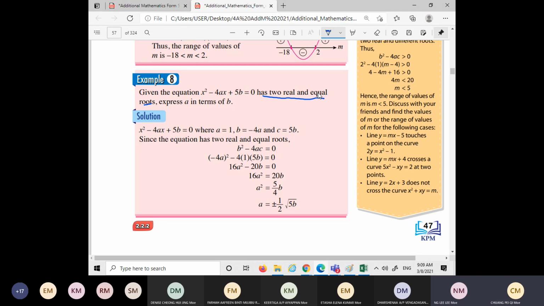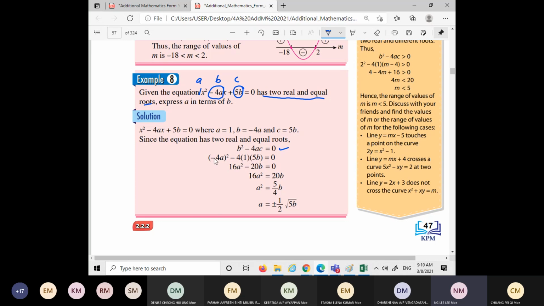Therefore, the discriminant equals 0. b squared minus 4ac equals 0. Here the a is 1, this is the b, this is the a, and this is the c. Don't confuse the b here with the b there. So b squared minus 4ac, the b here is negative 4a. So negative 4a, the whole thing squared, minus 4, a is 1, c is 5b.